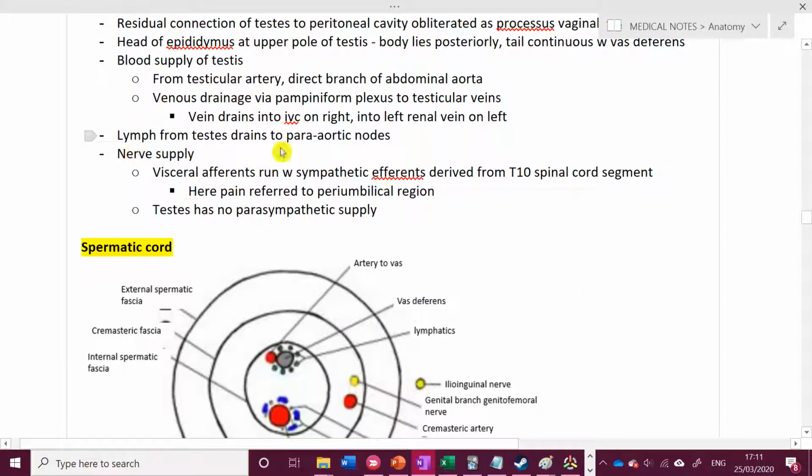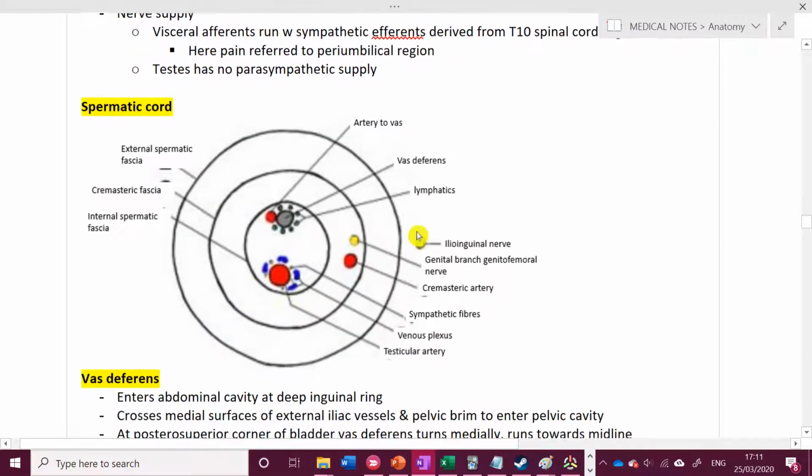Lymph from the testis drains to the para-aortic nodes, and the nerve supply of the testis is from visceral afferents, which run with the sympathetic efferents derived from the T10 spinal cord segment, and here any pain is referred to the peri-umbilical region. The testis has no parasympathetic supply.